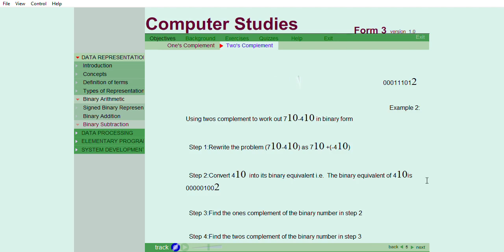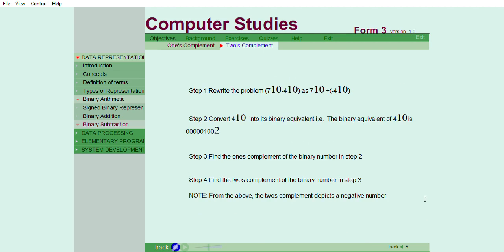Example 2. Using 2's complement to work out 7 to the base of 10 minus 4 to the base of 10 in binary form. Step 1. You rewrite the problem, 7 to the base of 10 minus 4 to the base of 10 in brackets, as 7 to the base of 10 in brackets negative 4 to the base of 10. Step 2. Convert 4 to the base of 10 into its binary equivalent. That is, the binary equivalent of 4 to the base of 10 is 00000100 to the base of 2.